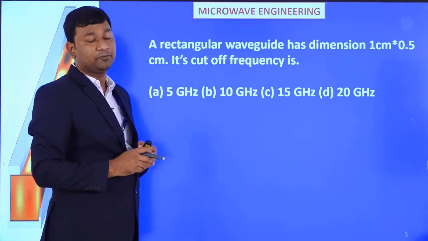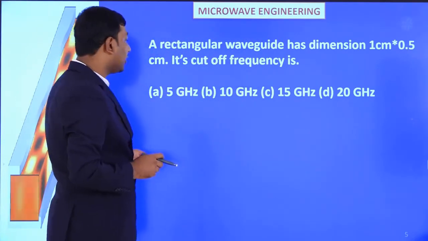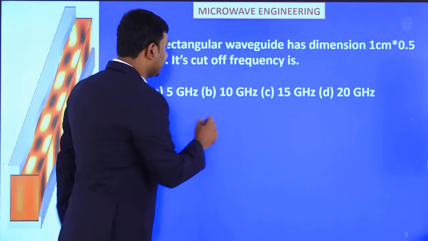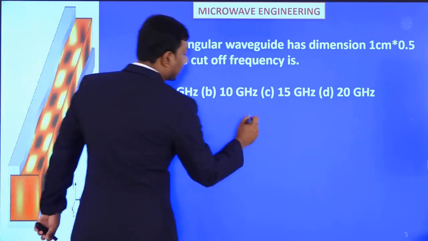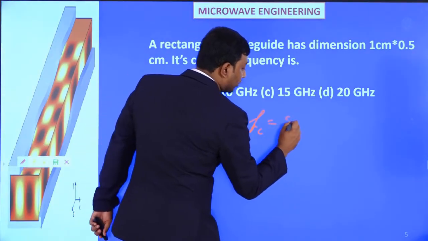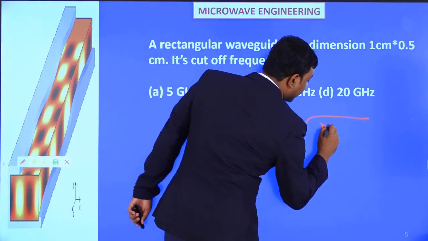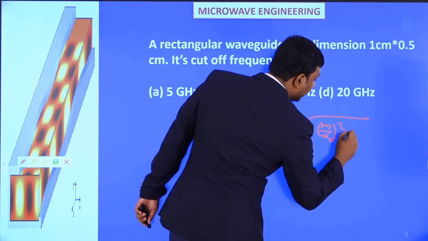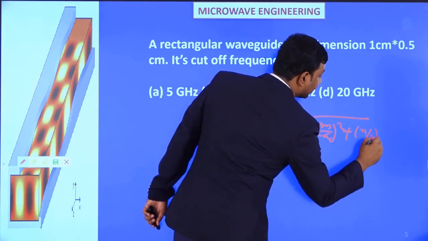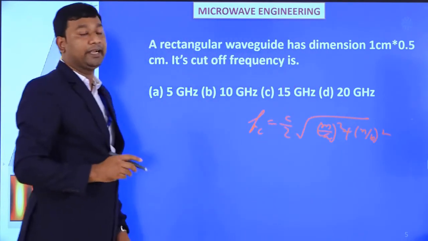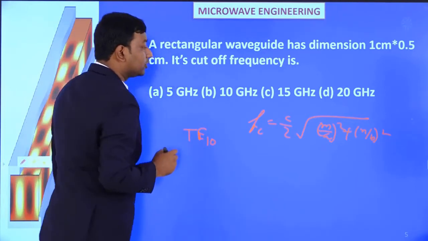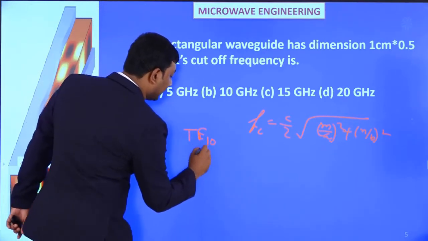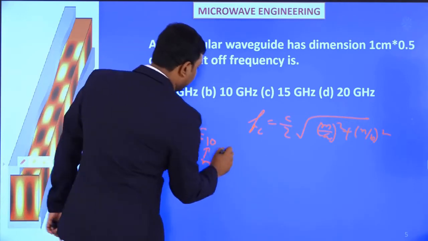Find its cutoff frequency. So we know the rectangular waveguide cutoff frequency equation is Fc equal to c by 2 root over (m by a) whole square plus (n by b) whole square. For a rectangular waveguide, the dominant mode is TE10. So the m value is 1 and the n value is 0.